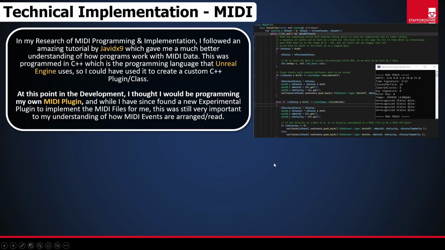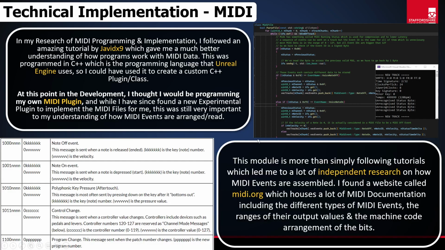But it wasn't just from this tutorial that I learned all this. I've done my own independent research into lots of MIDI databases and documentation sites, the best of which being MIDI.org, which has documentation for loads of different MIDI systems. Especially for low-level programming, what it has is how you assemble the bits and how that changes what event it's representing. Is it a note on? Is it aftertouch? Is it a control change? And so on and so forth.